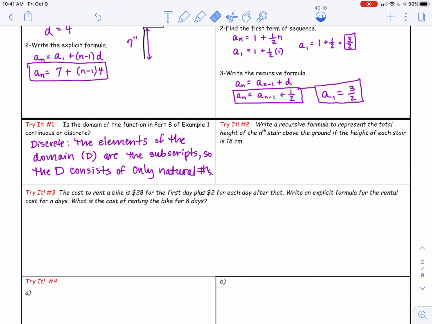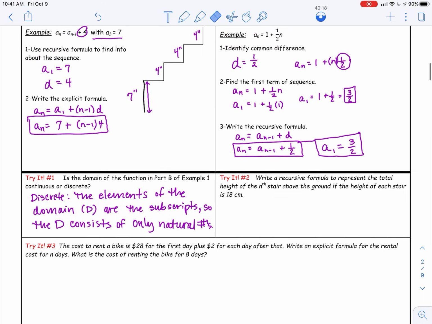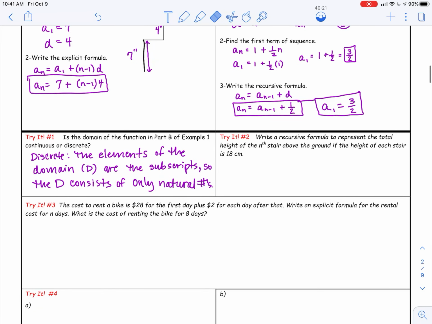All right, so let's look at try it number 2. We're going to write a recursive formula to represent the total height of the nth stair above the ground if the height of each stair is 18 centimeters. Okay, so if you envision what we had up here where we had these stair steps, this is what we're talking about, the recursive formula. So let's start off by writing the recursive formula. The nth term equals the previous term plus the common difference. Let's fill in what we know.